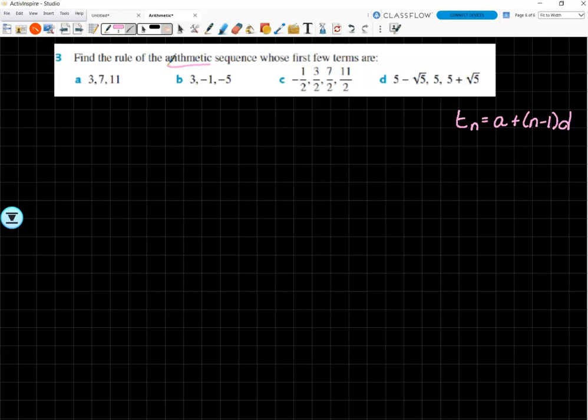So check the first one and we go, yep, not a problem. Do we all agree that it's arithmetic? Why? Because it's a difference of 4, difference of 4. So to get my general rule, all we need is the first term. A is 3, D is 4, and it's that simple. Whack it in there.